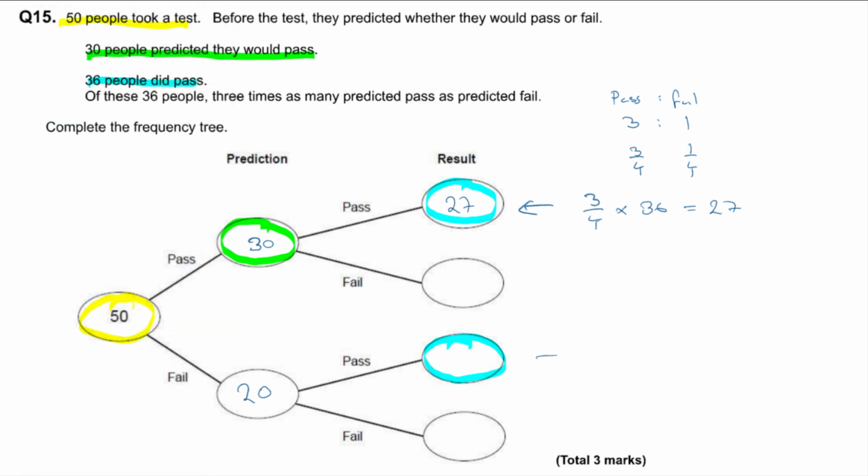So in the other box down here, that must be 36 people passed, 27 passed who thought they would pass, so the difference, 9, passed who thought they would fail. Okay, then we can just finish off the boxes again. So I've got 30 and 27 on the top branch, so there must be 3 here. I've got 20 and 9 on the bottom branch, so there must be 11 here, so it all balances out. Okay, so that's that one done.